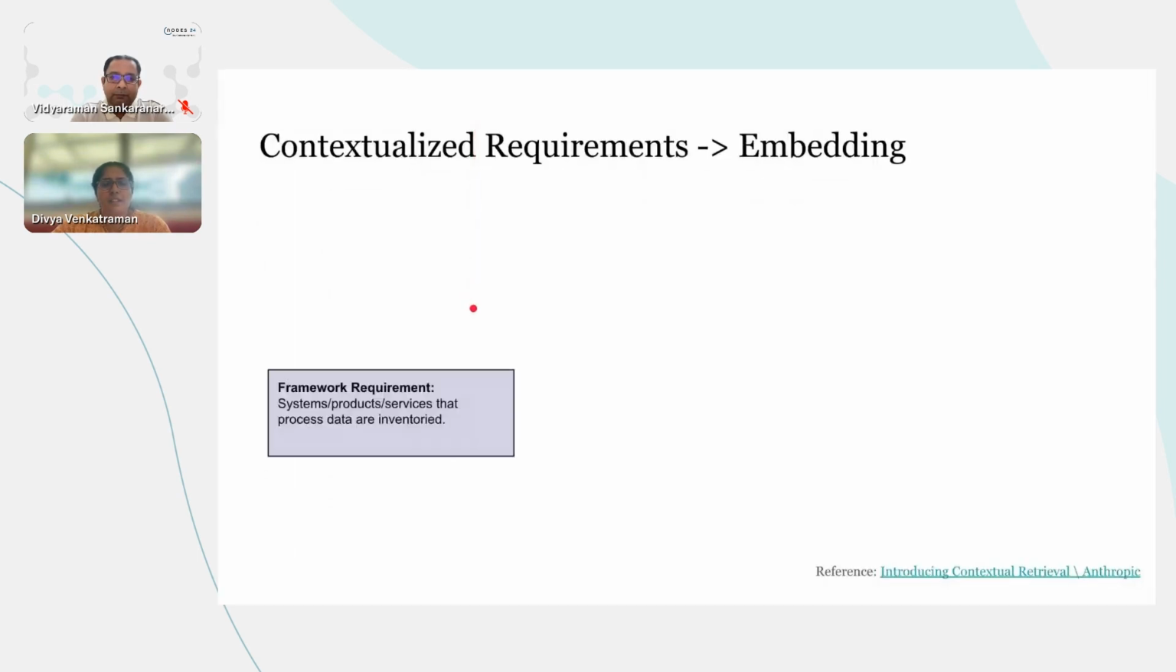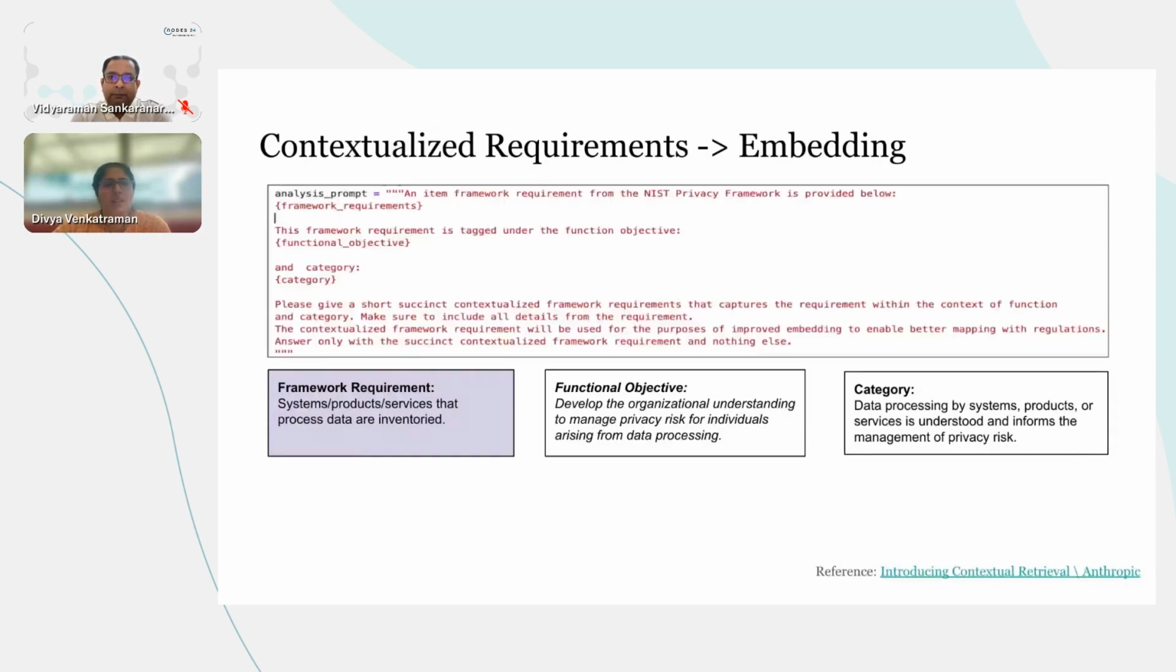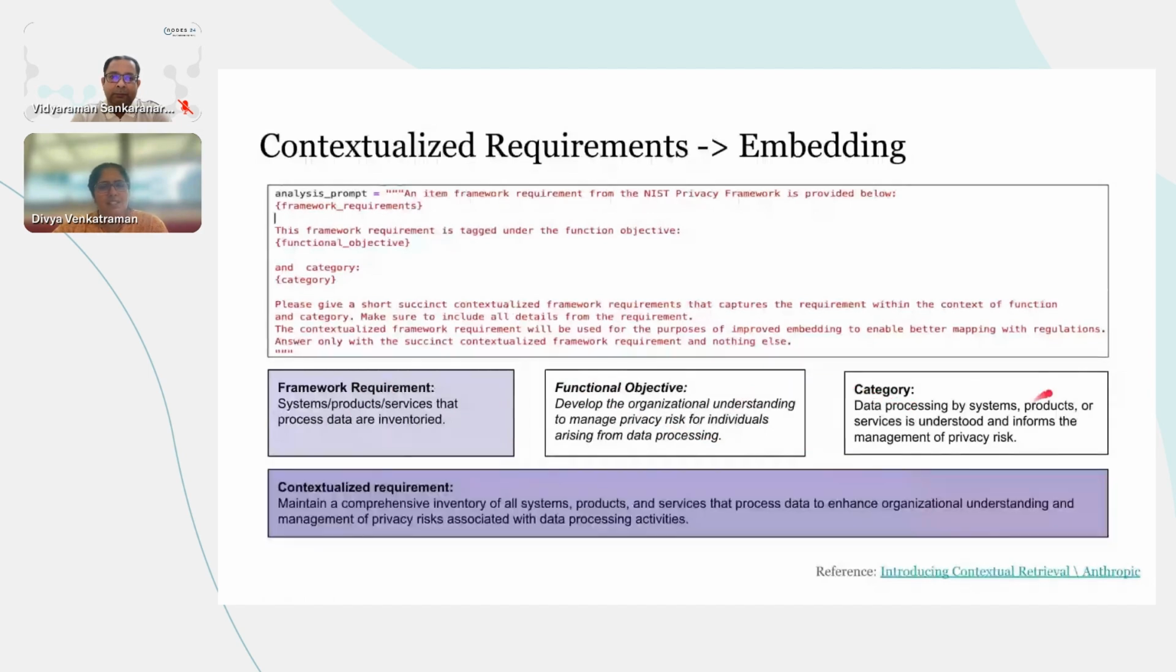So what we have done is the subcategory, which we are terming here as the framework requirement, in and of itself does not stand. There's a lot of contextual information which gets hidden in the function and the category level of the document. So we've borrowed, or got motivated by, one of the recent works from Anthropic in order to generate a better context-aware retrieval augmented generation. So we have created a prompt wherein we give the framework requirement along with a functional objective and category to get a more contextualized requirement.